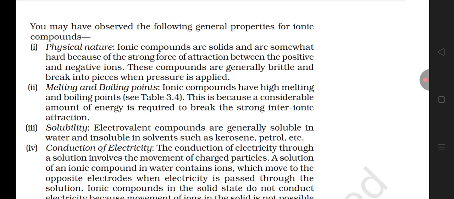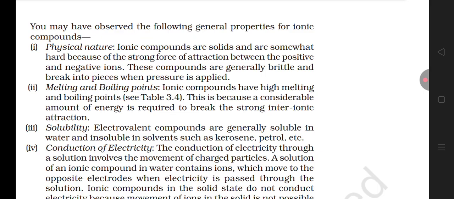Now, conduction of electricity. Conduction of electricity through a solution involves movement of charged particles. You know, electricity flows only when there is movement of charge. A solution of an ionic compound in water contains ions, which move towards the opposite electrodes when electricity is passed through it. In anode and cathode, you know very well, the positive charge will move to the cathode and the negative charge will move to the anode.